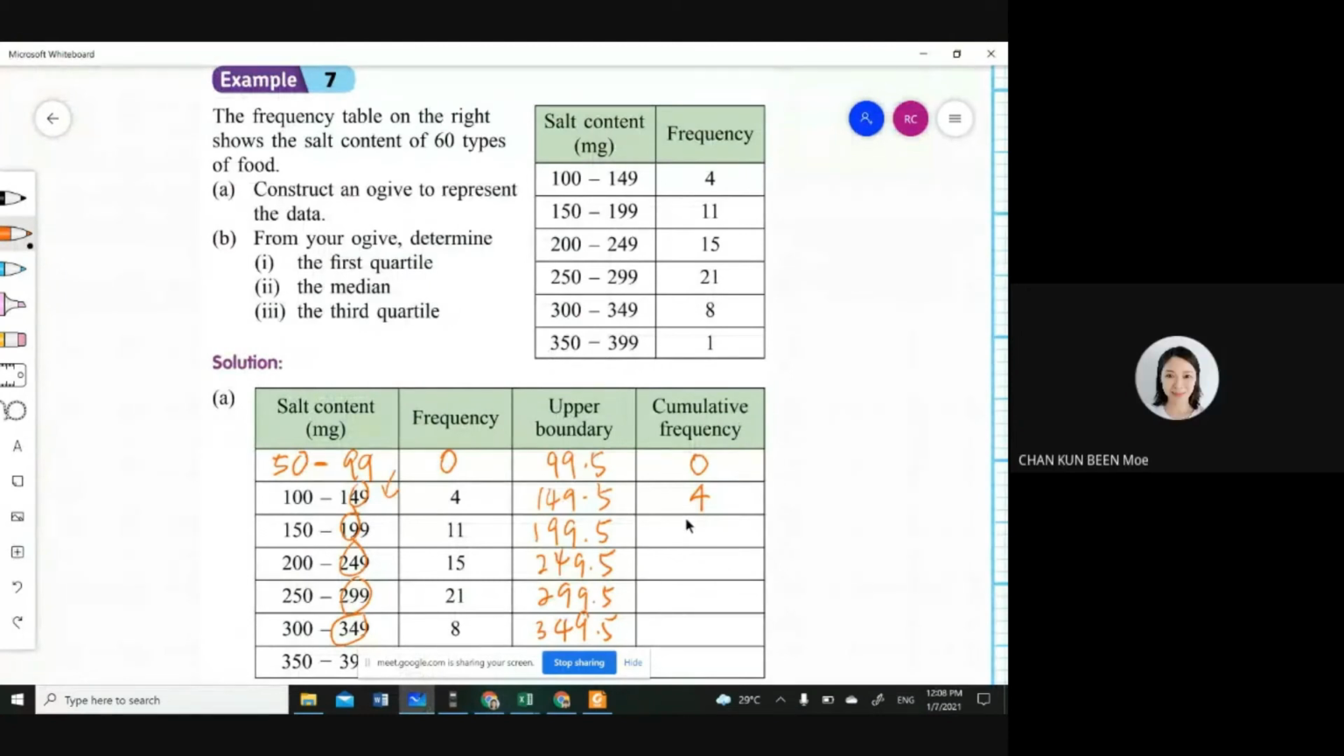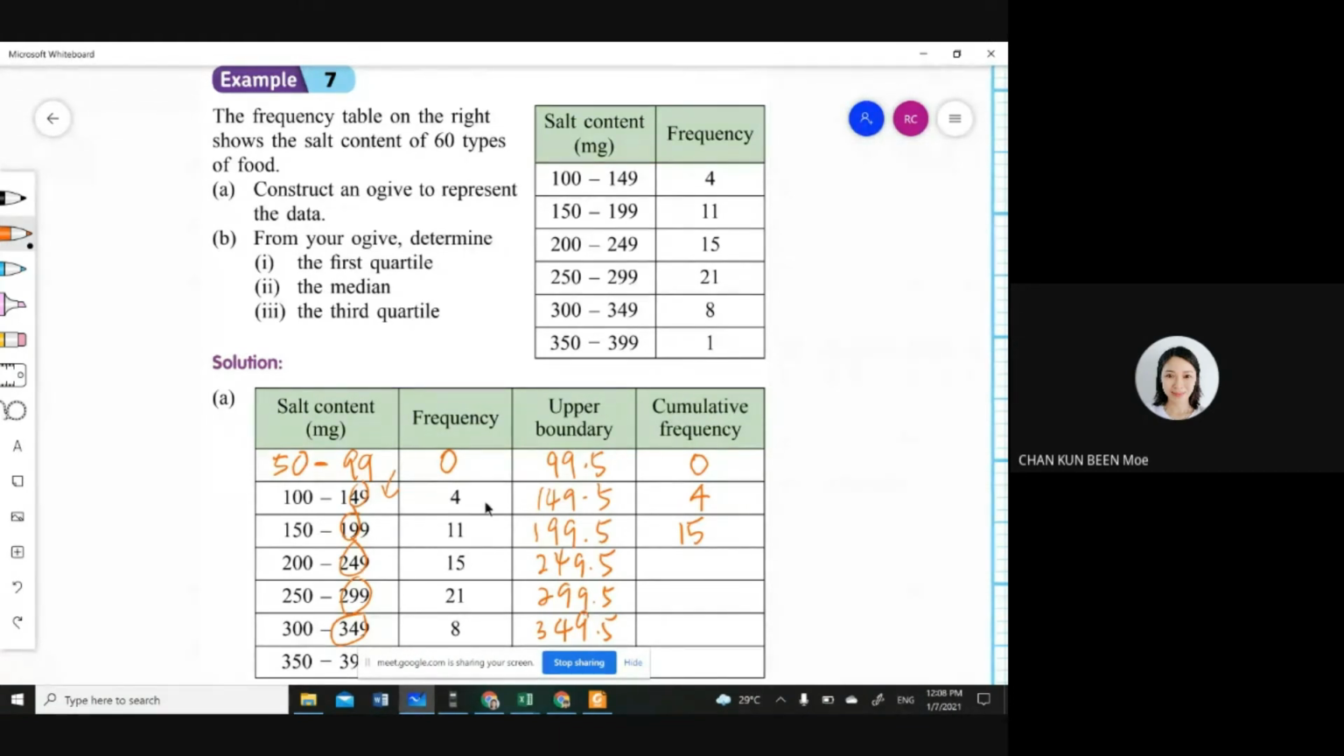15. It is 15, because 4 plus 11. Yes, very good. 4 plus the frequency after it, so it will be 15. It's not 7. I wonder how you get the 7. Oh, because you use 11 minus 4, that's not correct. Cumulative frequency over here means the frequency that has been collected. You have to accumulate everything.